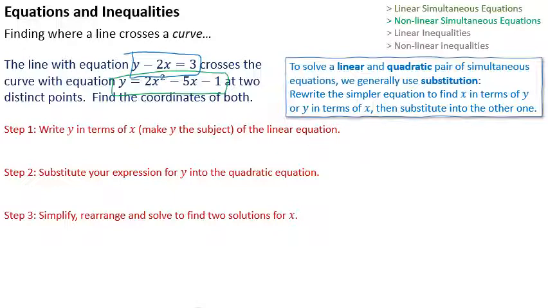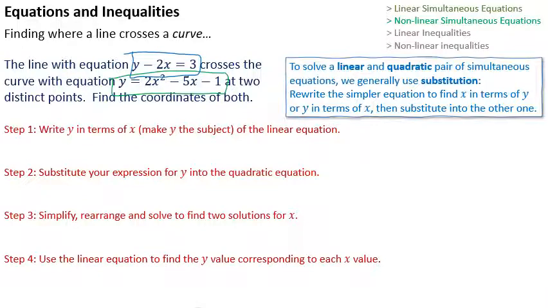Next, you simplify, you rearrange. There'll be a quadratic equation in x, which means you should be able to solve it. You can do that in a number of different ways, including using your Casio ClassWiz calculator. And step 4, use the linear equation then to go back and generate the corresponding y value for each of your x values that you found. Give it a go, and when you're ready, continue the video.